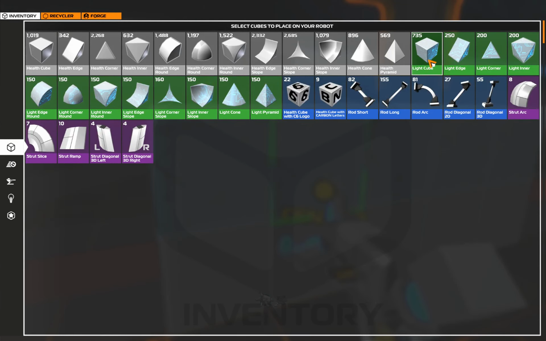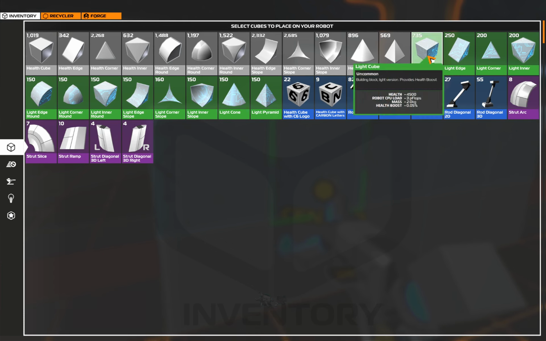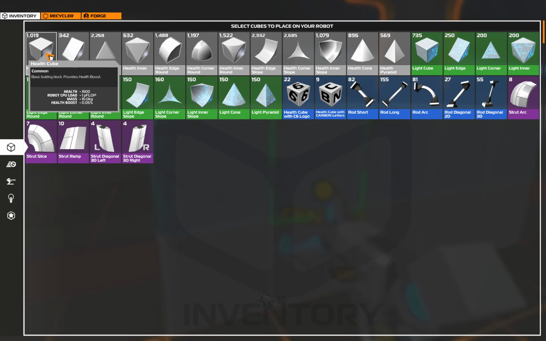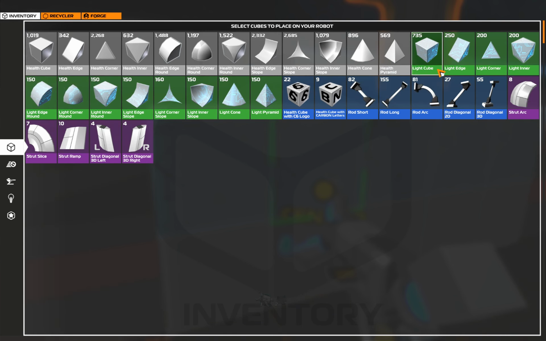Anyway, for the stat card of the light cube, we got 4,500 health, which is 3 times as much as the normal cube. 3 PFLOPs of CPU, which is also triple, but only 2 kilograms of mass. These cubes are very, very strong, but have high CPU cost. And at the same time, they are very light, since these ones, of course, have 10 kilograms of mass. So these are only 1/5 of the weight, with 3 times the health, 3 times the CPU load. However, it only has 1/3 of the health boost compared to the CPU of the health cube.